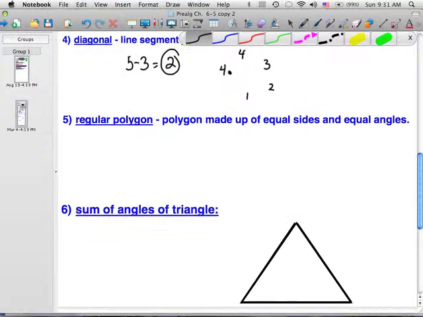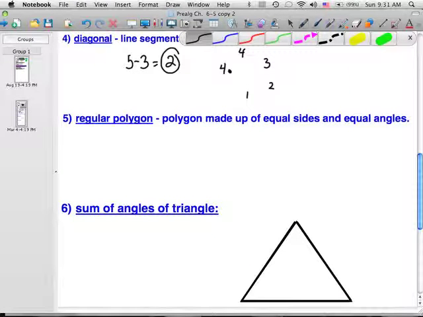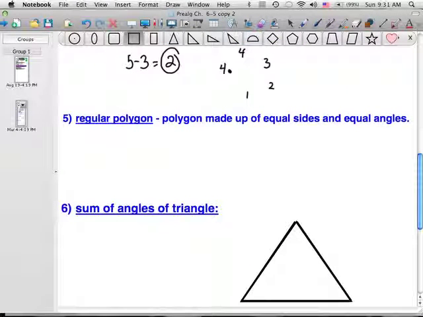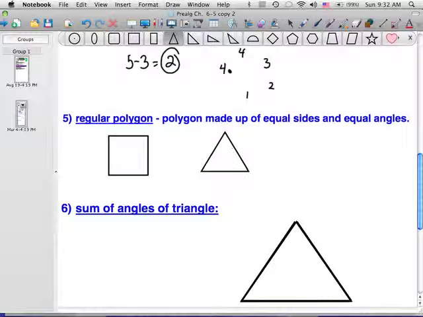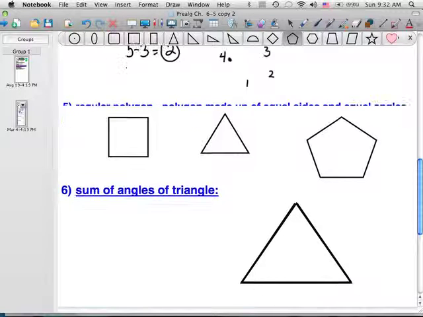A regular polygon is a polygon made up of equal sides and equal angles. So, for example, a square is a regular polygon, has equal sides, equal angles. An equilateral triangle is a regular polygon. Pentagons that have all the sides the same length and all the angles the same, you could have a regular pentagon. So they have to have equal sides and equal angles.